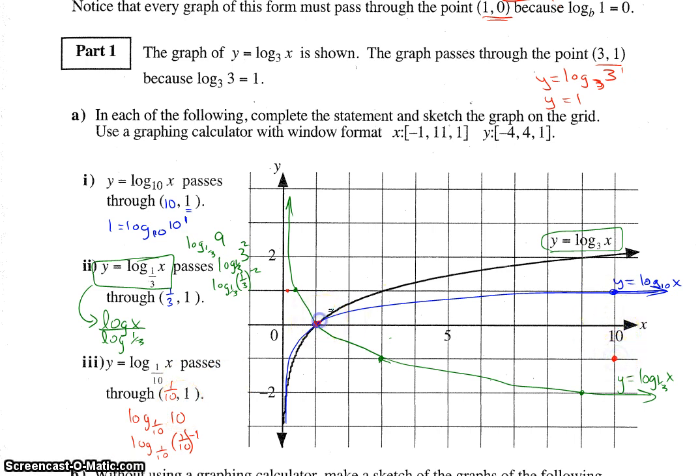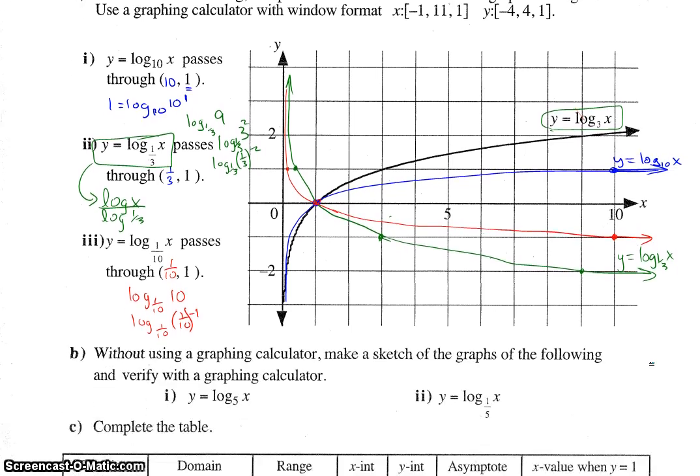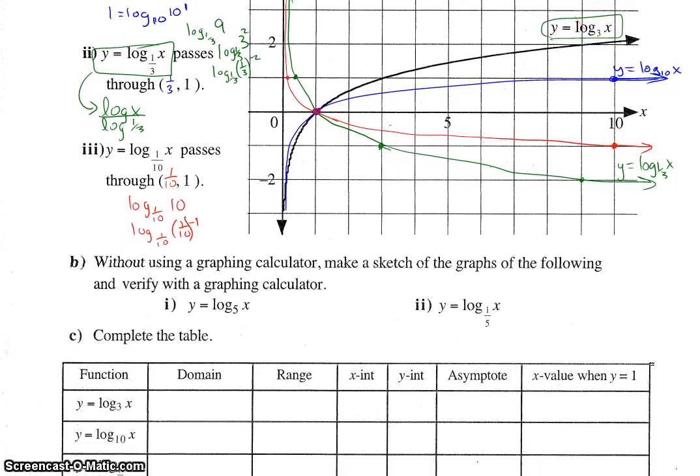And we still go through the x-intercept at 1. So it looks like our graph for that one would look something like this. There we go. Okay, good. So in essence, what have we discovered? We're not going to graph those two. Okay, what have we discovered?